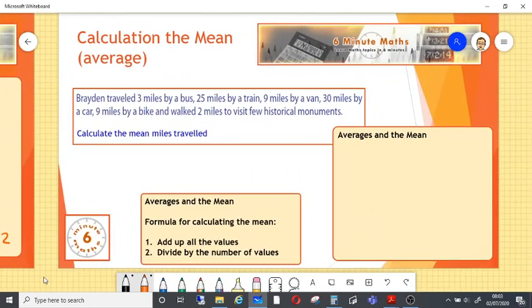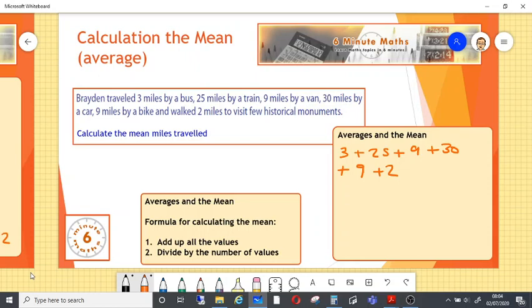So this is more of a question. You'll have to watch my other video on level 1 averages to look at some typical test questions, but this is a bit more of an extended question. Braden travelled 3 miles by bus, 25 miles by train, 9 miles by van, 30 miles by car, 9 miles by bike, and 2 miles he walked. So we've got 3 plus 25 plus 9 plus 30 plus 9 again and plus 2.